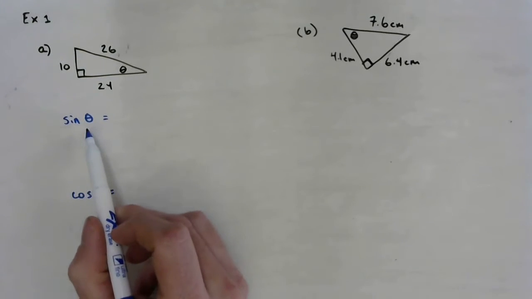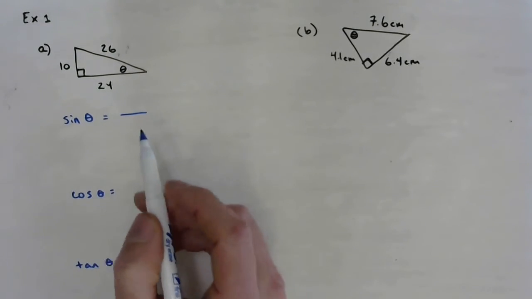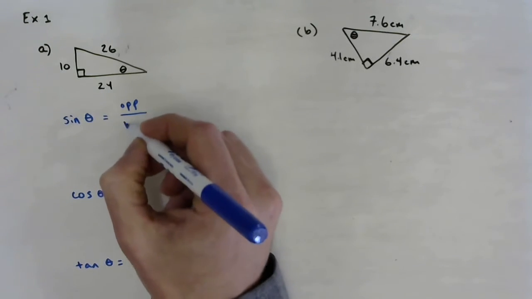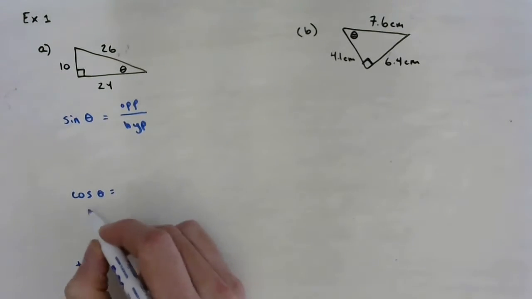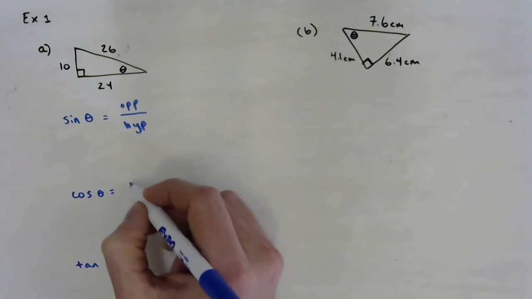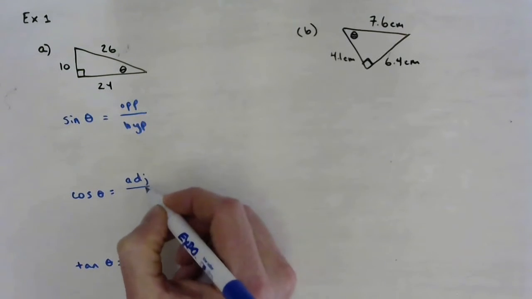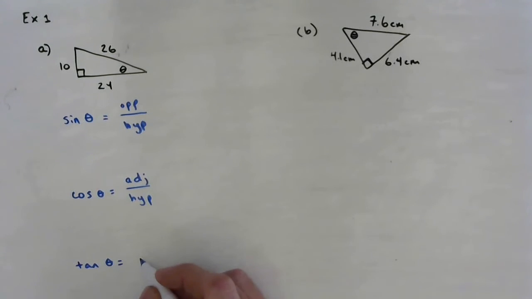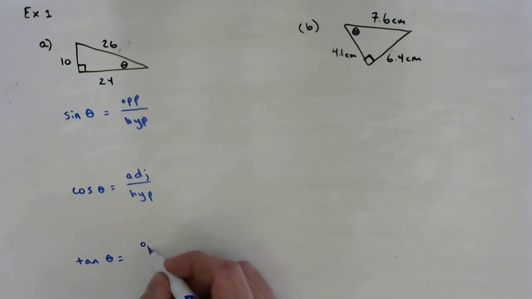The sine ratio is going to be what over what? It's going to be opposite over the hypotenuse. Op over hyp. Cosine ratio is going to be adjacent over hypotenuse. Tangent ratio is going to be opposite over adjacent.